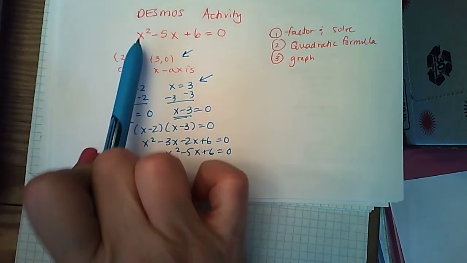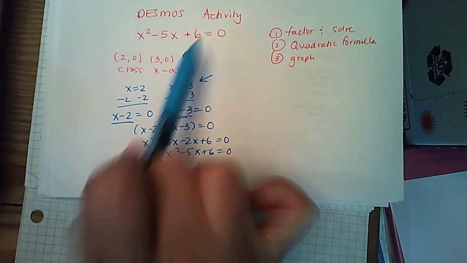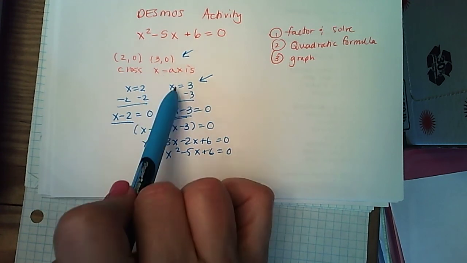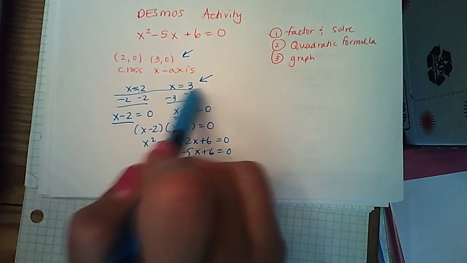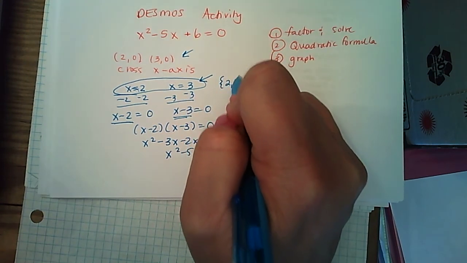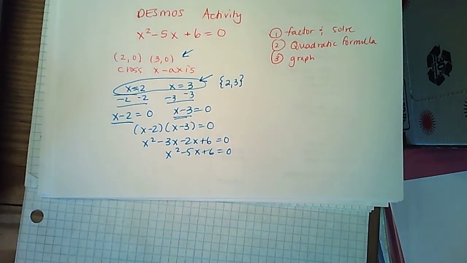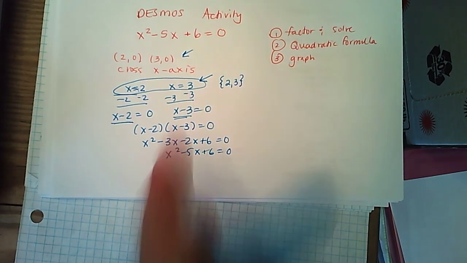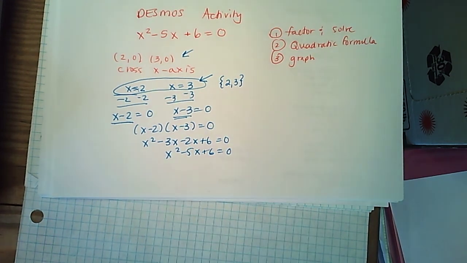In Desmos, all I need to do is put that in. These 2 right here make this right here. Those are your answer choices, and they'll be in the set notation 2, 3. It's where it crosses the x-axis. That I was just checking. Sorry, I went too far.